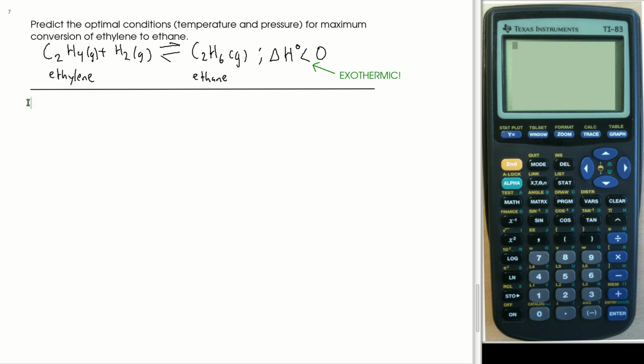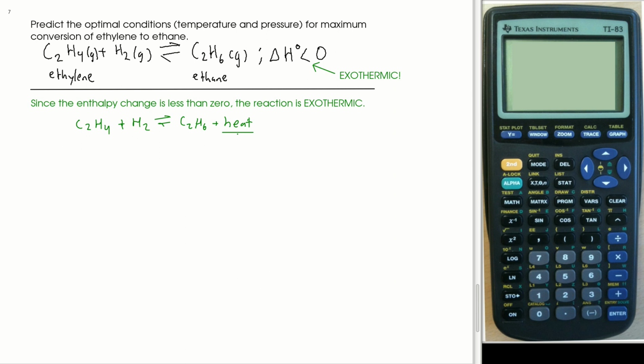It doesn't matter what order we do these, but the problem specifies temperature and pressure, so let's just do temperature first. Since the enthalpy change is less than 0, the reaction is exothermic. And one way you can think of an exothermic reaction is as a reaction that has heat as a product. So you can think of the reaction as something like this: C2H4 plus H2 goes to C2H6 plus heat. Now, heat's technically not a product, but for purposes of using Le Chatelier's principle, which is what this is all about, we can use heat as a product here.